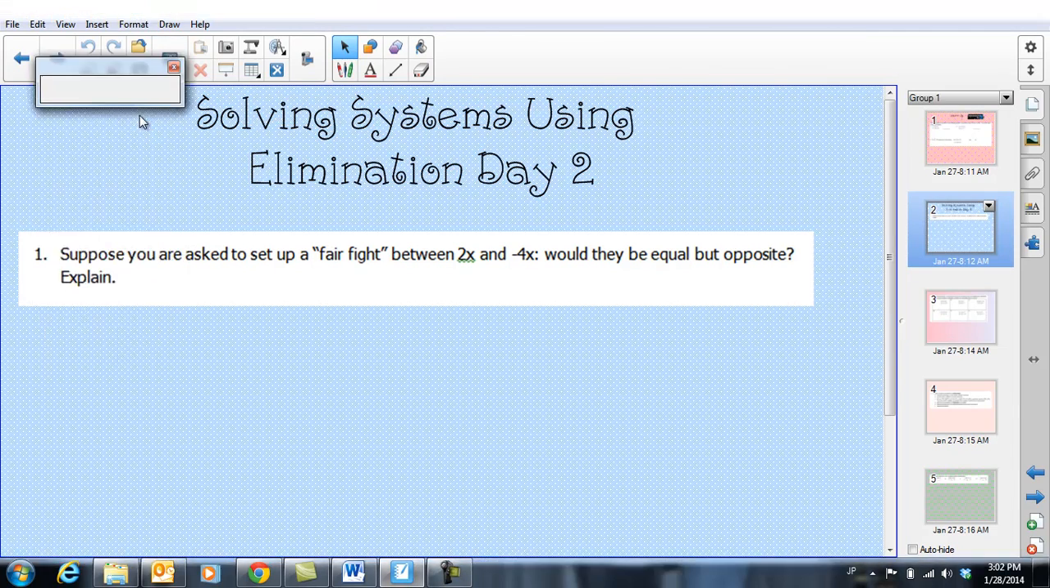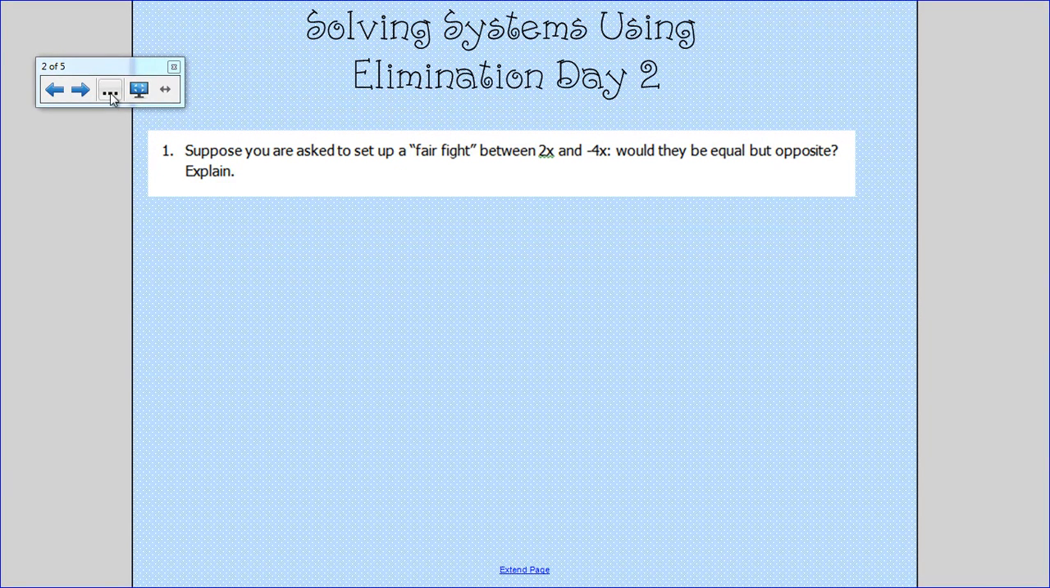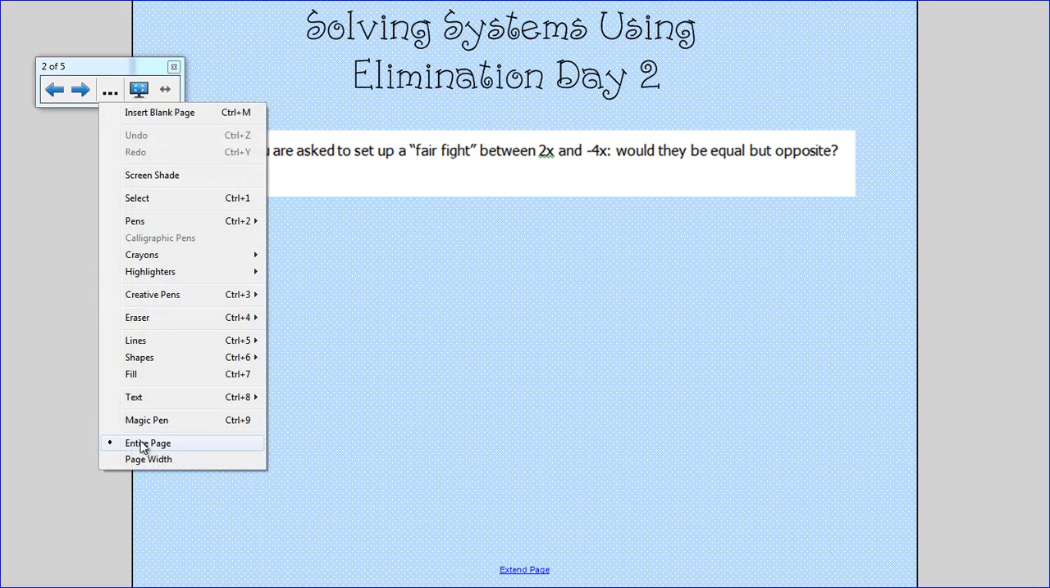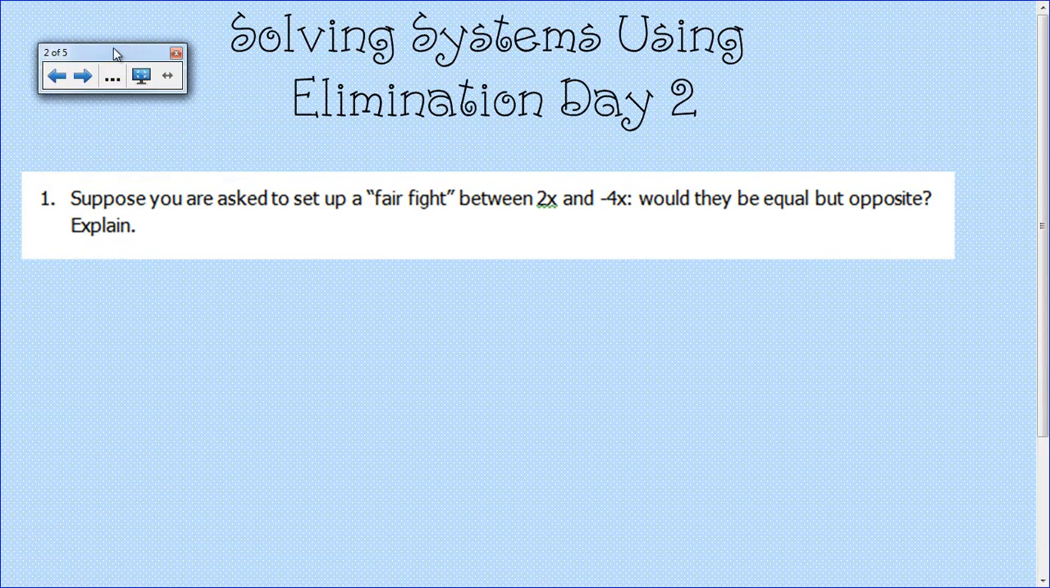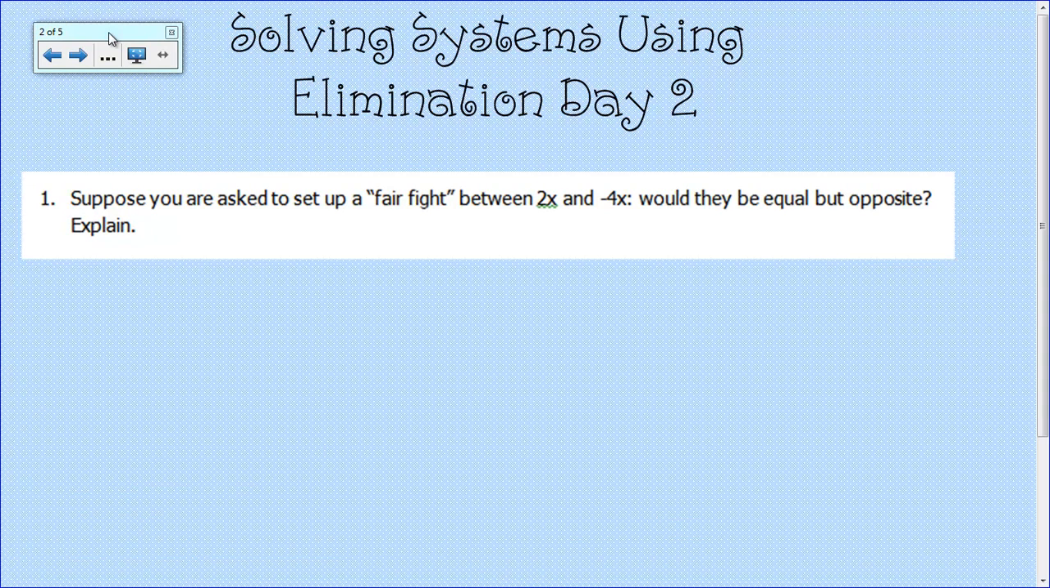Well, hey there, kiddos. Today we are going to talk about solving systems using elimination. This is part 2, so we're still eliminating like we did in class today, but we're going to add a step to what we were doing already.